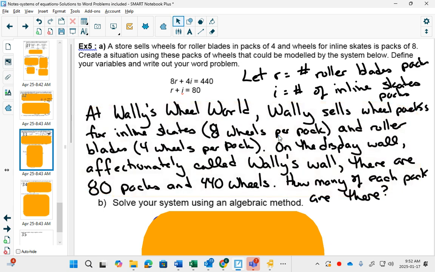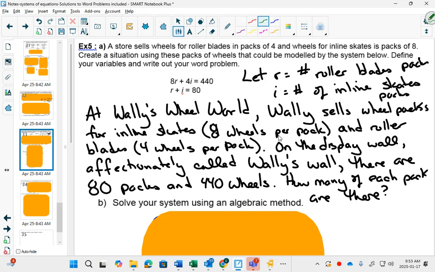At Wally's Wheel World, Wally sells wheel packs for inline skates, 8 wheels per pack, and rollerblades, 4 wheels per pack. On the display wall, affectionately called Wally's Wall, there are 80 packs and 440 wheels. How many of each pack are there? So I create a story that creates the equation. If there's 80 packs, then the 2 packs together have to add up to 80. If there are 440 wheels, well, the one pack has 8 wheels, the other pack has 4 wheels, that would have to add up to 440.